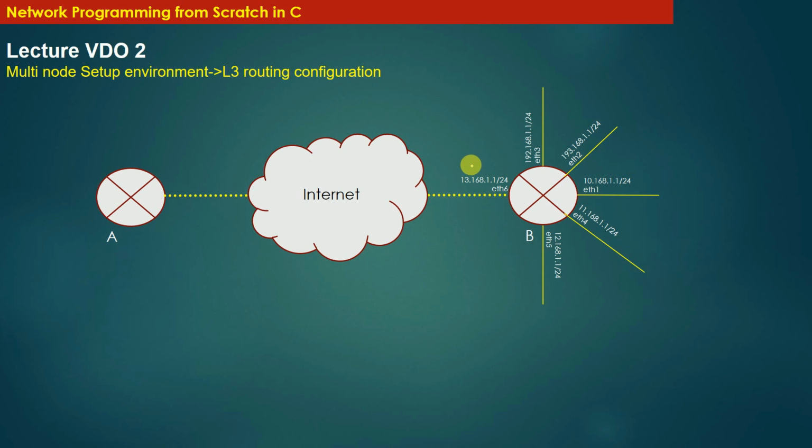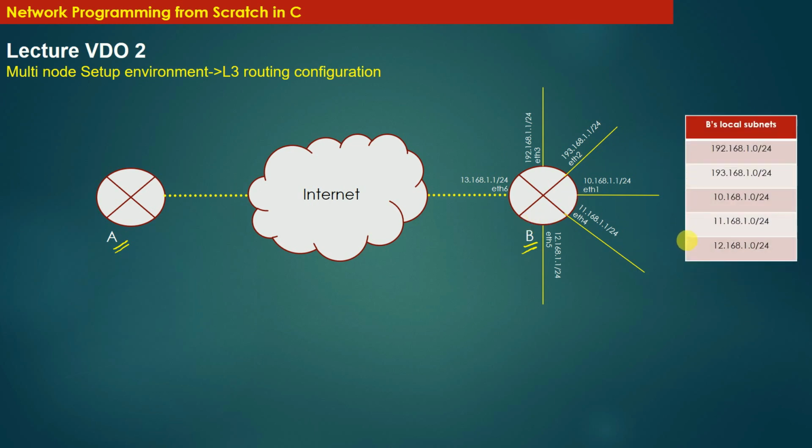Now, next we need to understand what exactly L3 routing information means. In this topology, you can see that there is a router A and a router B. Note that router A and router B can be present anywhere in the world. They are not directly connected routers. Now, how many local subnets does router B have? It has 6 local subnets. Corresponding to each interface of router B, there exists one local subnet. You can easily calculate this by applying the mask value on the IP address on each interface. So in this diagram, router B has 6 local subnets.